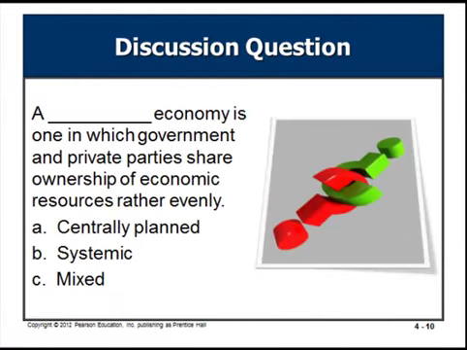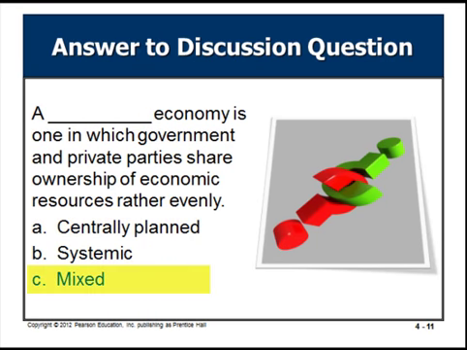Try to answer this question for a small recall. Which of the following terms describes an economy in which government and private parties share ownership of economic resources rather evenly? The correct answer is C, mixed. A mixed economy is one in which government and private parties share ownership of economic resources rather evenly.